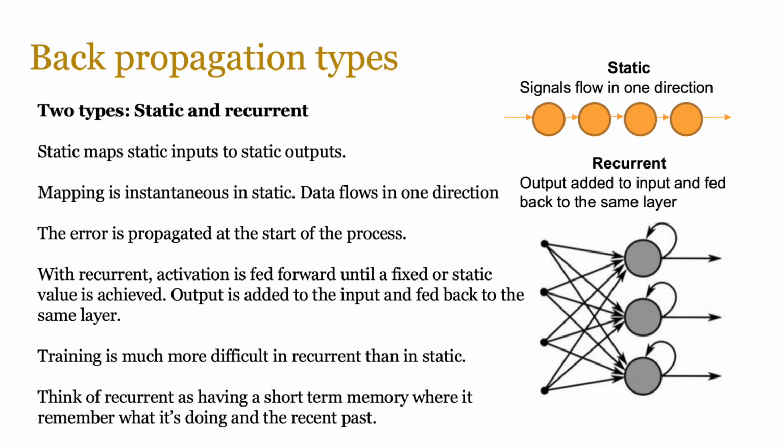Now, there are two types of backpropagation: static and recurrent. Static maps static inputs to static outputs, and the mapping is instantaneous in static. Now, these kinds of networks are capable of solving static classification problems like optical character recognition, or OCR, where you recognize the characters in text. Recurrent backpropagation, on the other hand, is employed in fixed point learning. What does that mean? Well, the activations are recurrent in nature, and they are fed forward till it attains a fixed value.